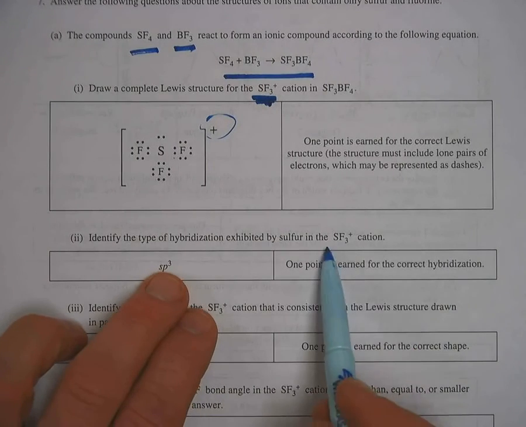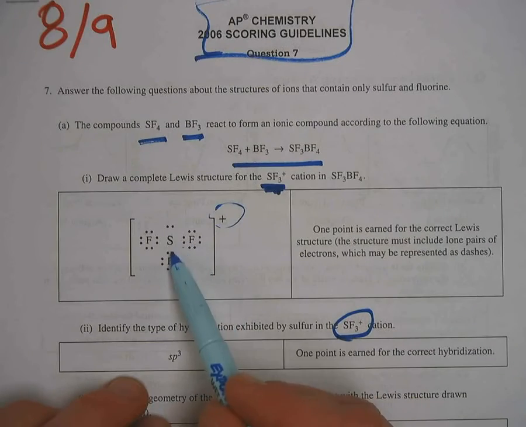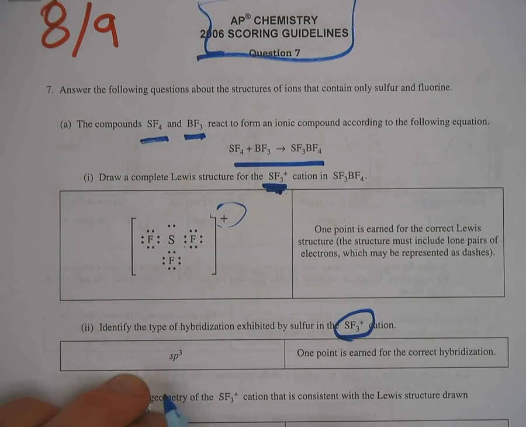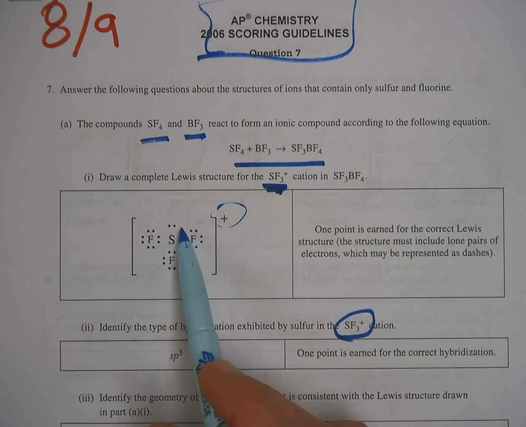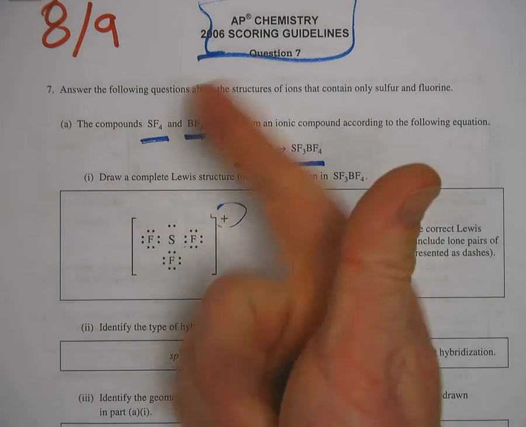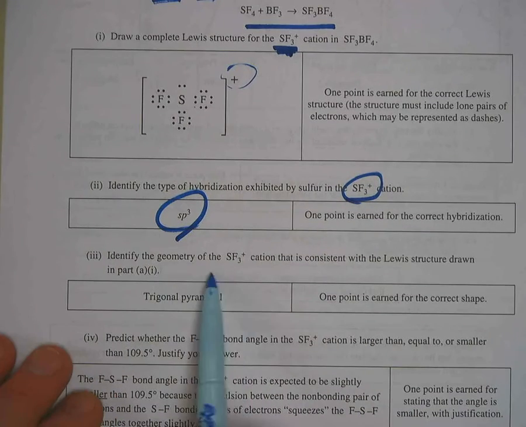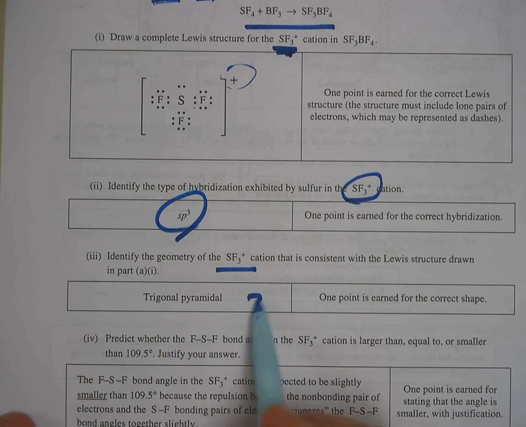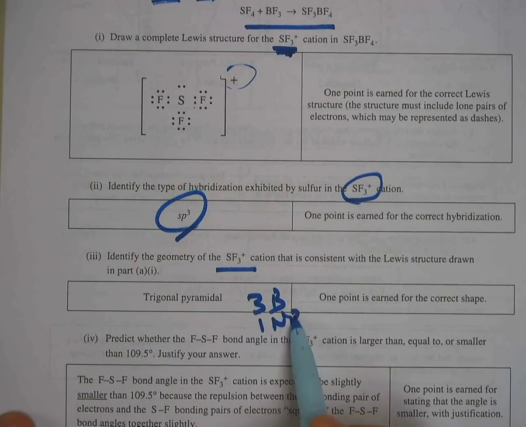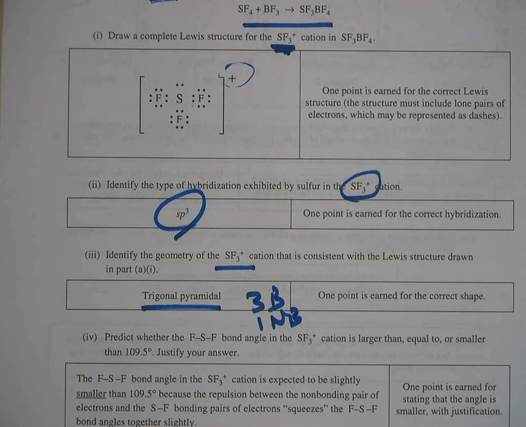Identify the type of hybridization. So if you look here, it's got 1, 2, 3, 4 domains: three bonded and one non-bonded domain. So count them: s, p, p, p. Should say sp3 hybridized right there. Identify the geometry. Well, it's three bonded and one non-bonded. That's called trigonal pyramidal. See, bang, you've got to know the names right there.